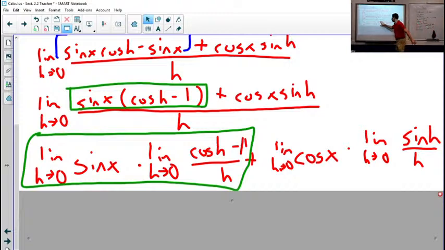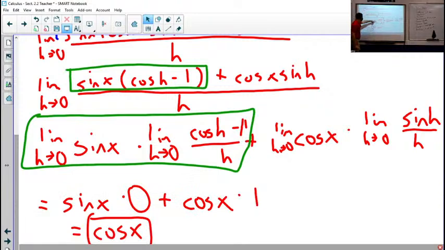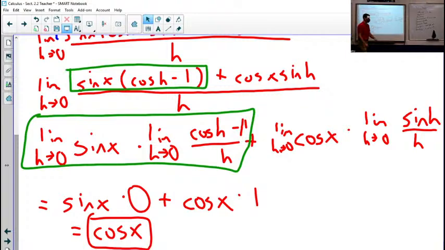So this part turns out to be 0. So then we have cosine of x times the limit as h approaches 0 of sine of h over h, which is 1. So we get sine of x times this limit is 0 plus cosine of x times this limit turns out to be 1. And so the answer turns out to be cosine of x.